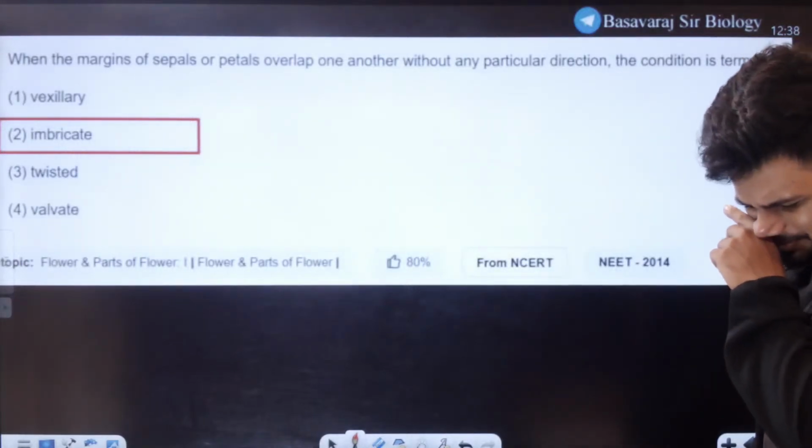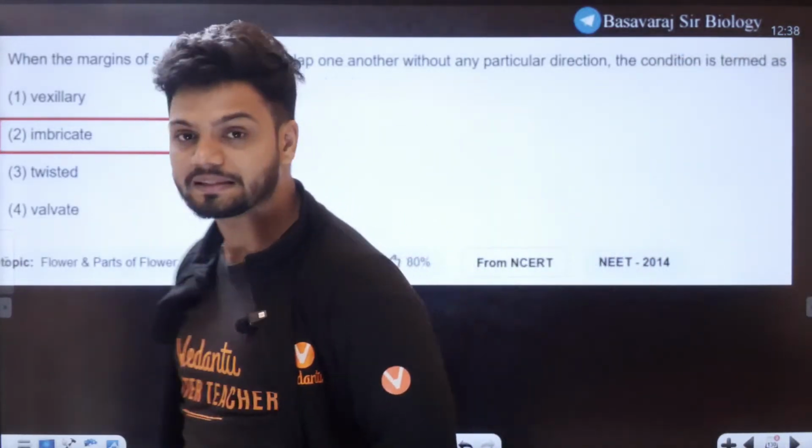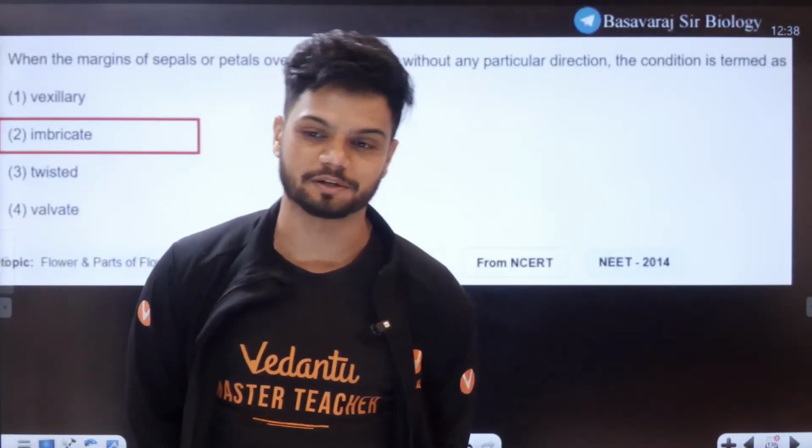Again, tell me the examples of imbricate. Imbricate, advocate. Gulmohar and Cassia are the examples here. Okay.